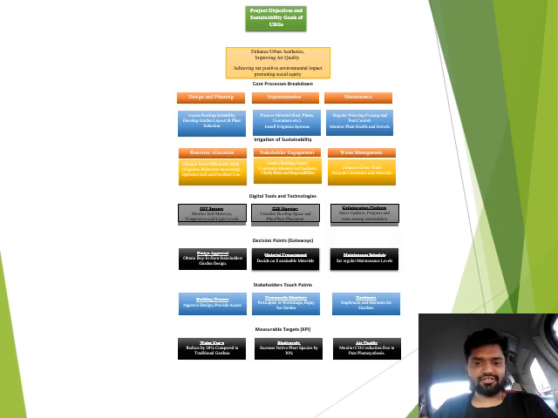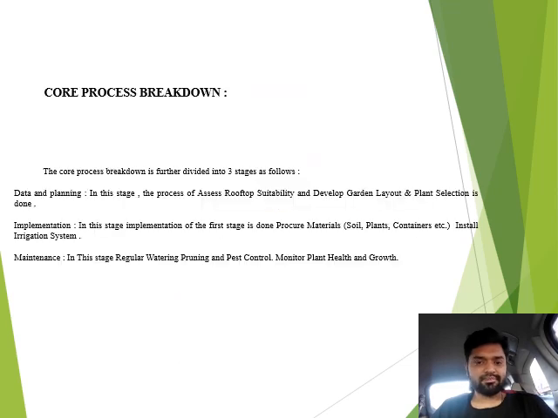So this is my process flow. The process steps in depth: the core process breakdown is further divided into three stages. First is data planning. In this stage, assessing rooftop suitability, developing the garden layout, and plant selection are done. Second is implementation. In this stage, the first stage's plan is implemented: procure materials, for example soil, plants, containers, and install irrigation systems.